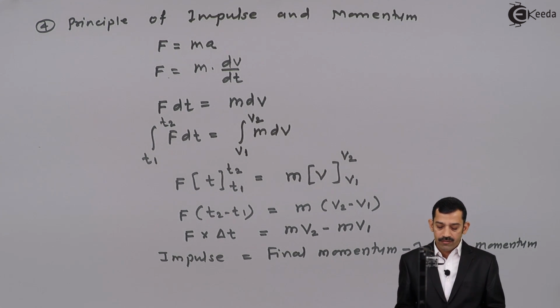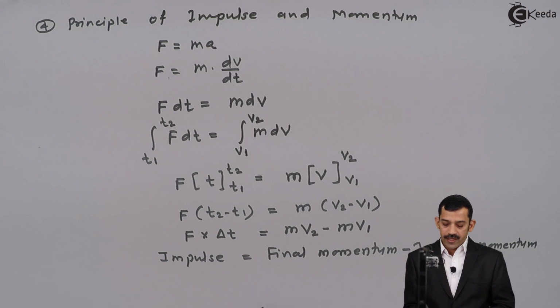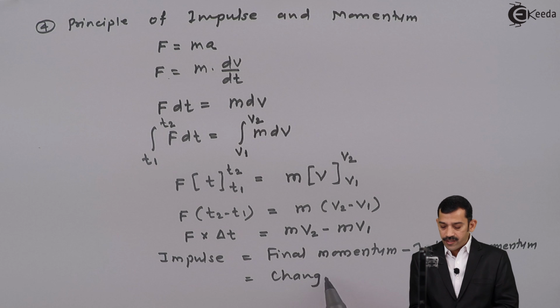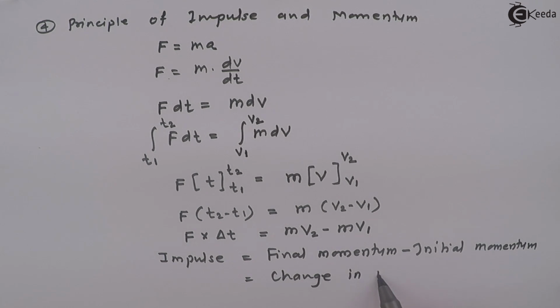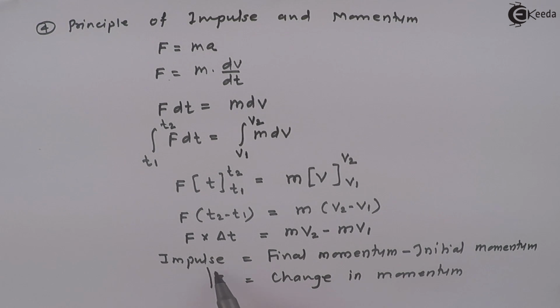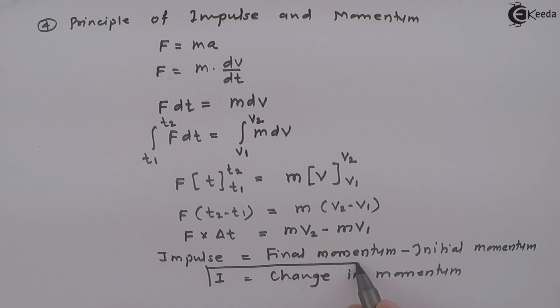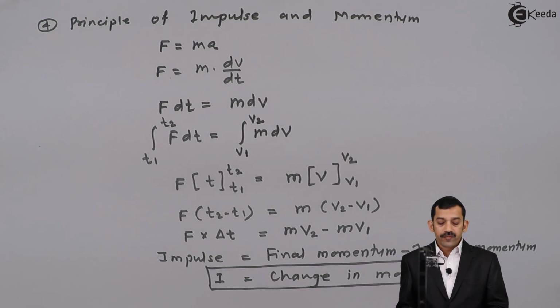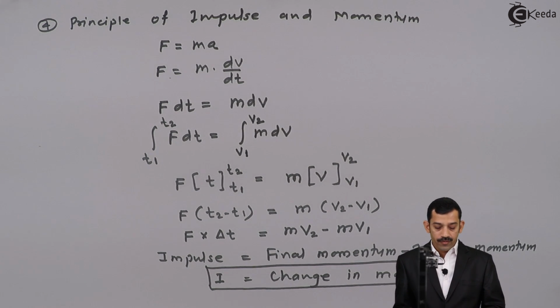So impulse is always given by what? Final momentum minus initial momentum. This may be written as what? Final minus initial, means what? Change in momentum. Change in momentum is nothing but impulse of a force I. That means in short, if you want to write, I means impulse equal to what? Change in momentum. This one is our fourth point, principle of impulse and momentum.